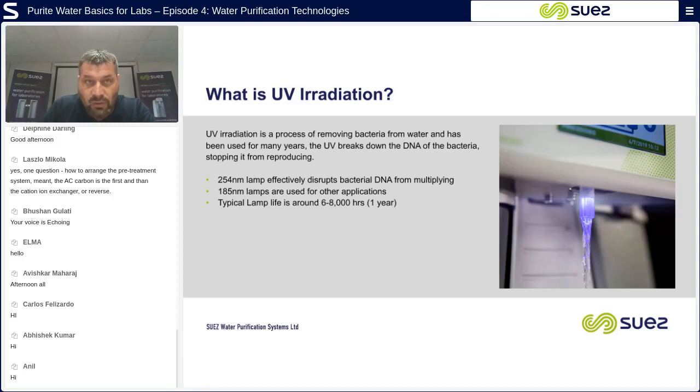We mainly use a UV lamp that emits UV light at 254 nanometers. This is to prevent the rapid increase of bacteria in the purified water distribution loop. A typical UV lamp will have a life of 6,000 to 8,000 hours and will sometimes have a monitor to warn the user if the lamp fails.